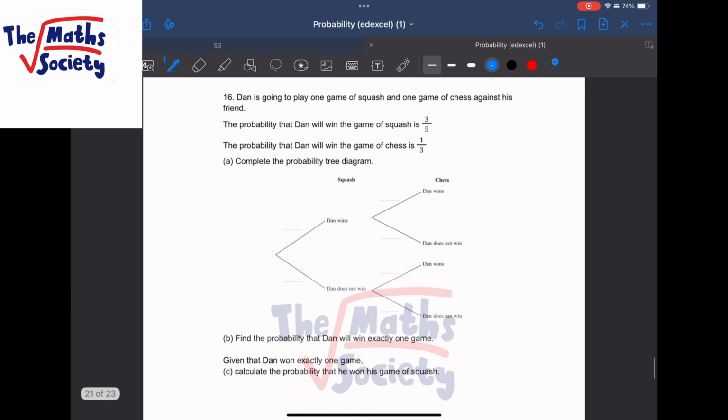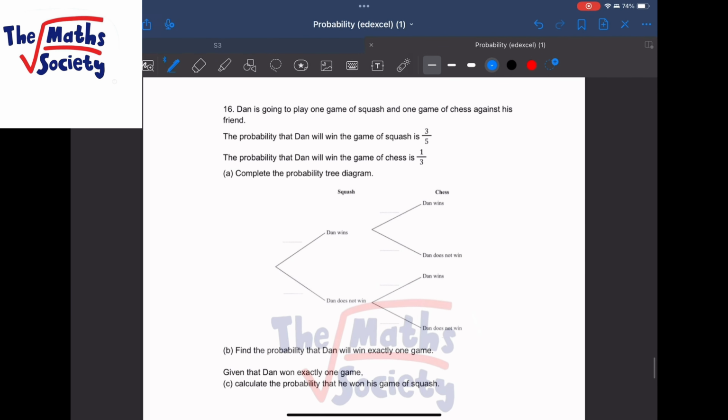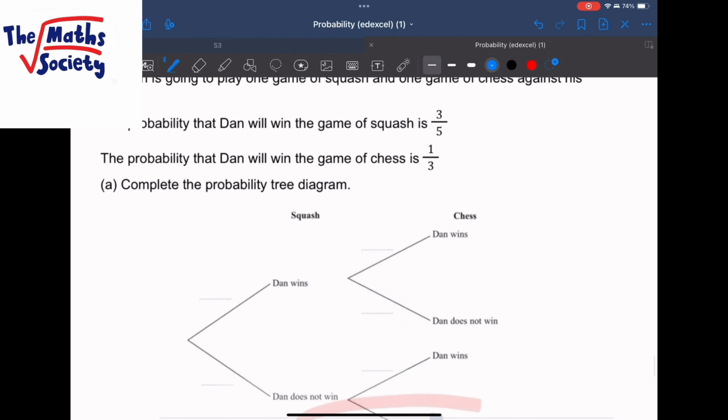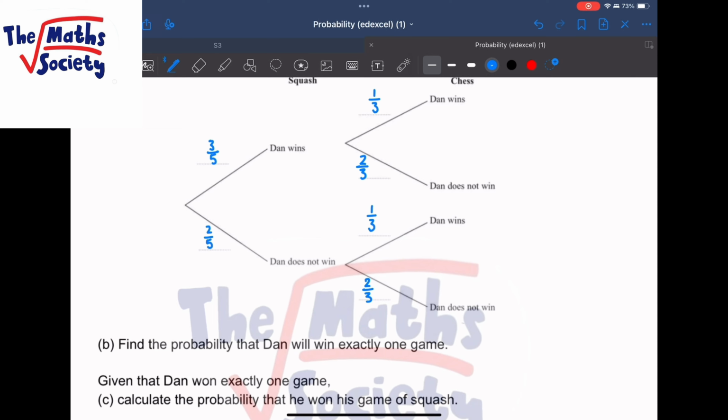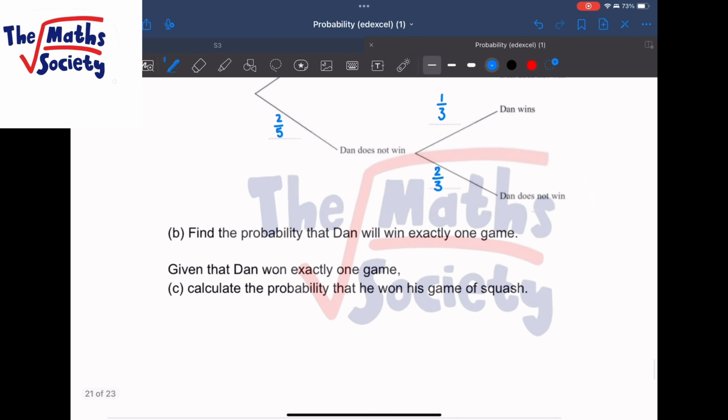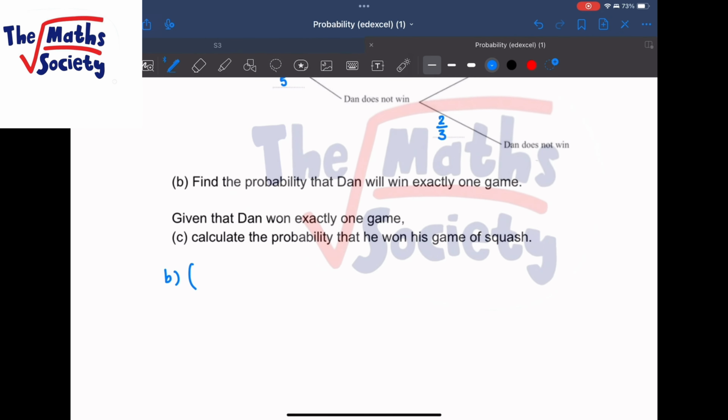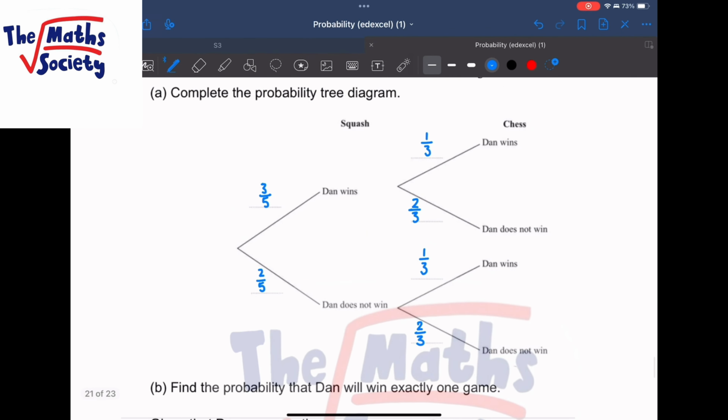Okay, we will now go to number 16, where it says that Dan is going to play 1 game of squash and 1 game of chess. The probability that Dan will win squash is 3 by 5. Did he lose, 2 by 5? Chess, 1 by 3, that's 2 by 3. Find the probability that he will win exactly 1. So it means if he wins 1, he loses the other. So that's 3 by 5 multiply 2 by 3.